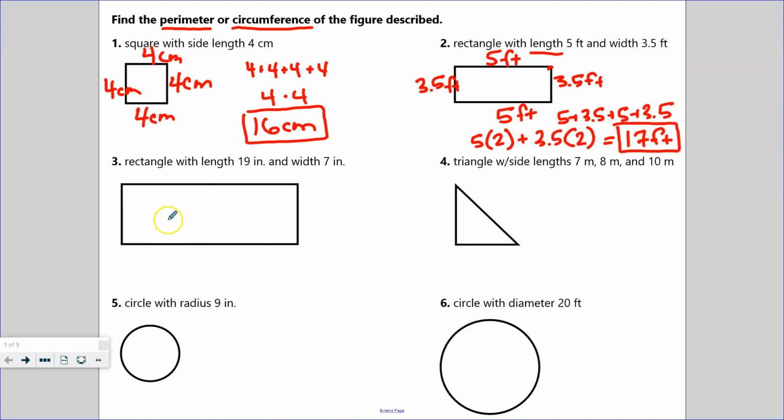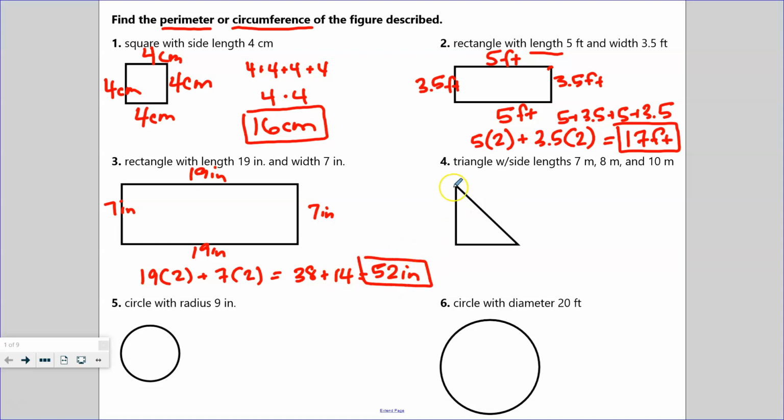All right, same thing here, 19-inch length, 7-inch width. So if we said 19 times 2 plus 7 times 2, we have 38 plus 14, and we end up with 40 plus 12, 52 inches. Now you might ask, why are we doing this right now?